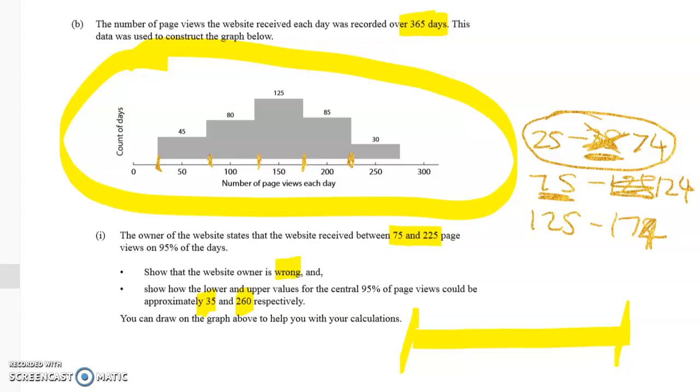All right, it's not strictly correct, but it looks all right. So we want to show that the website owner is wrong, and he or she has claimed that 95% of the days have between 75 and 225 page views.